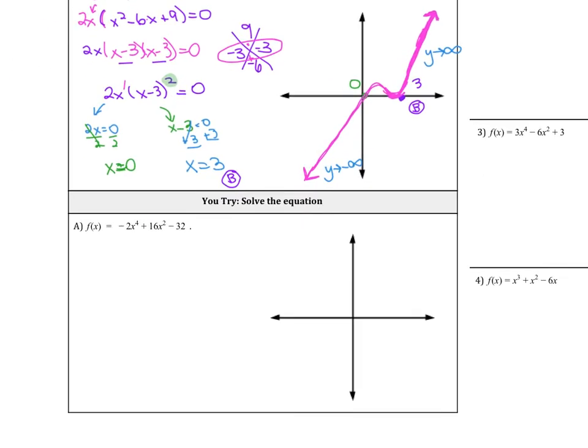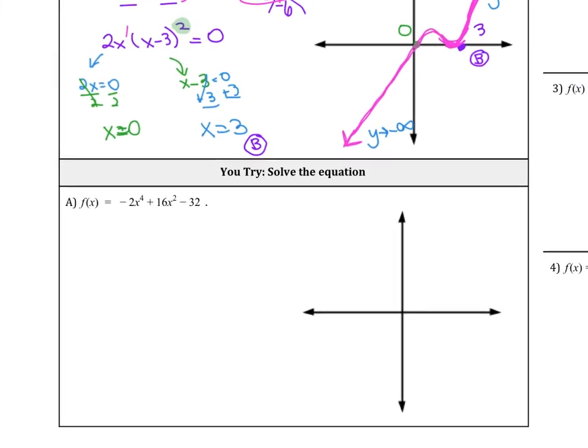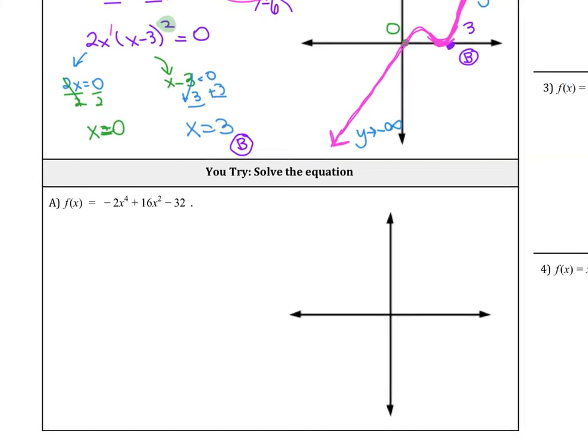So let's take a look at letter A. Try one more example. We have negative 2x to the 4th plus 16x squared minus 32. We want to solve the equation. We're solving for the x-intercepts. So for the f of x, we're just going to set it equal to 0.